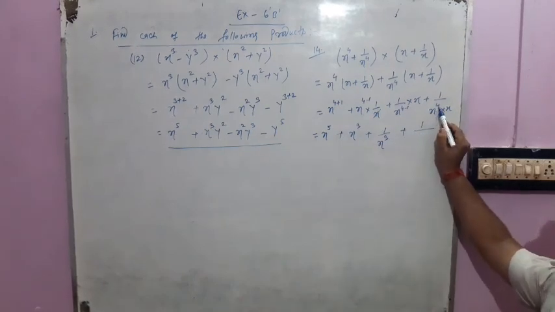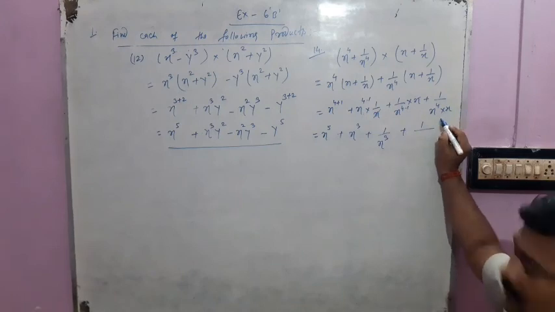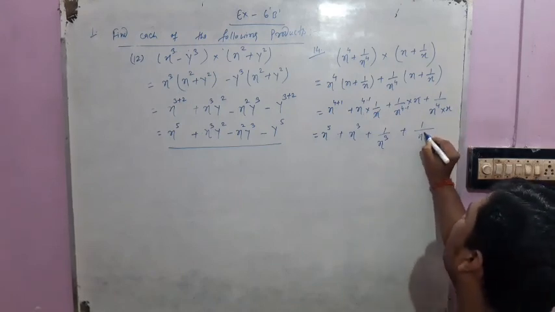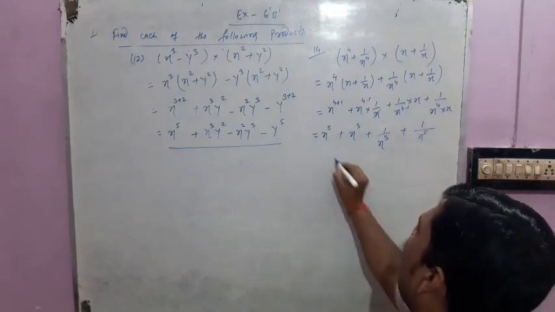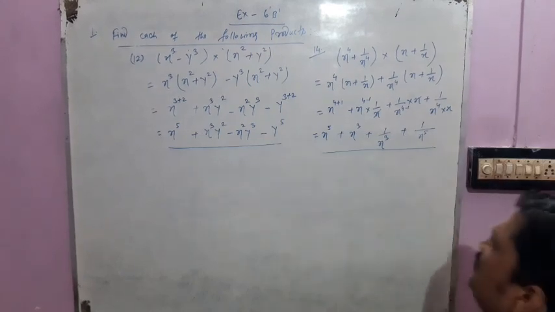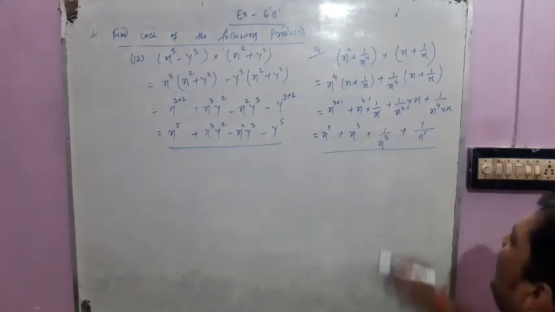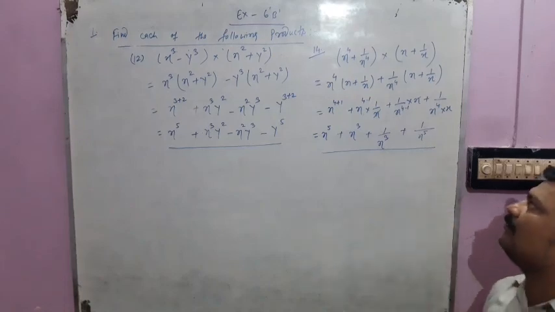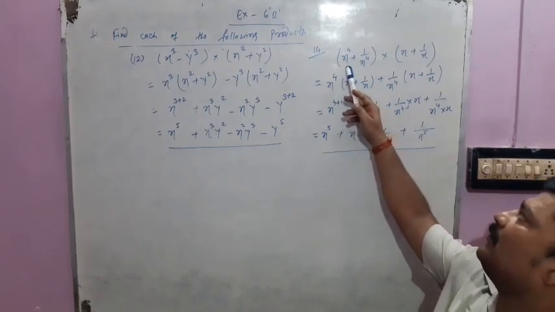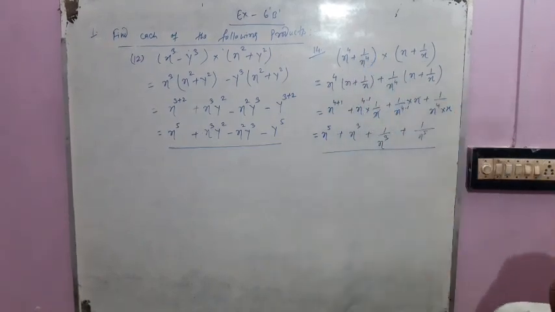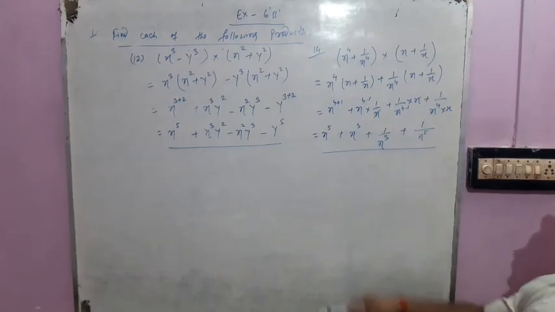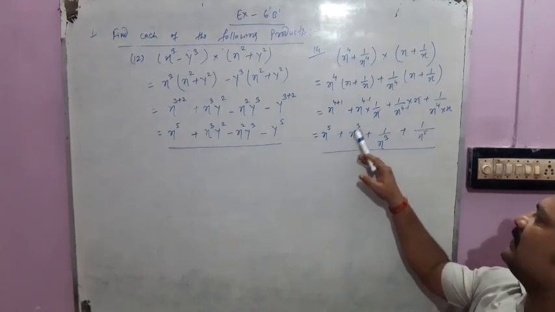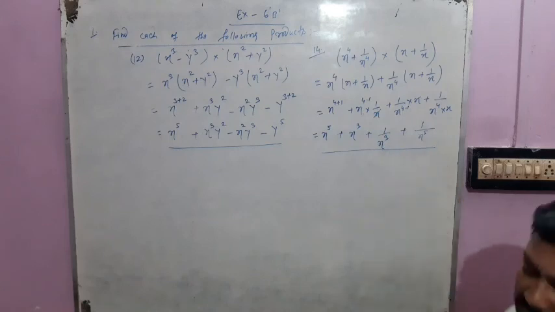Here the exponent of x is 4 and here the exponent of x is 1. So when we add, we get x to the power 5. So that is our product, students. x to the power 5 plus x cube plus 1 by x cube plus 1 by x to the power 5. So when we multiply x to the power 4 plus 1 by x to the power 4 with x plus 1 by x, the product is x to the power 5 plus x cube plus 1 by x cube plus 1 by x to the power 5.